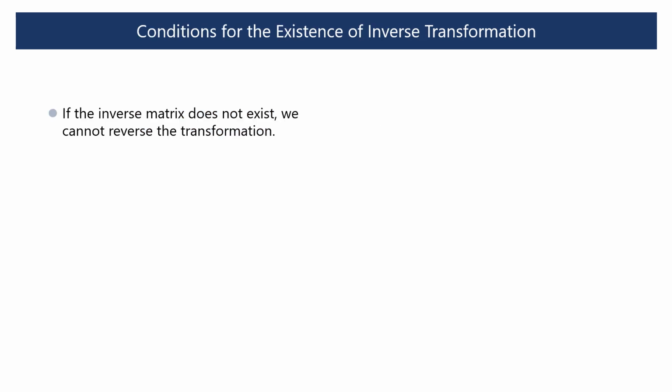Let me explain the conditions that determine whether a linear transformation has an inverse. Not all transformations can be undone. If the inverse matrix does not exist, we cannot reverse the transformation, and thus we cannot restore the original state by multiplying with the inverse matrix.